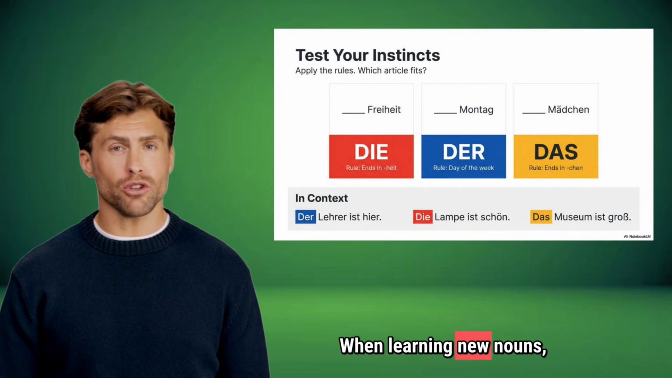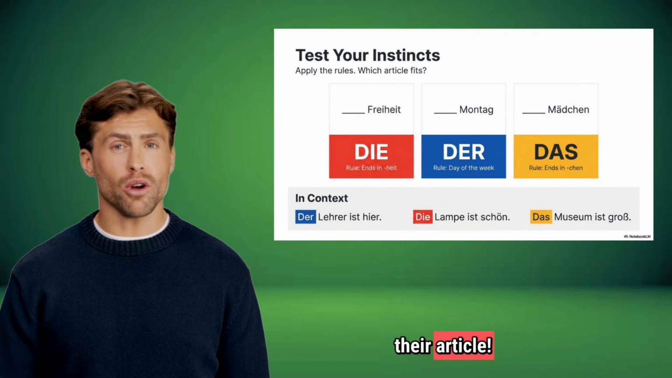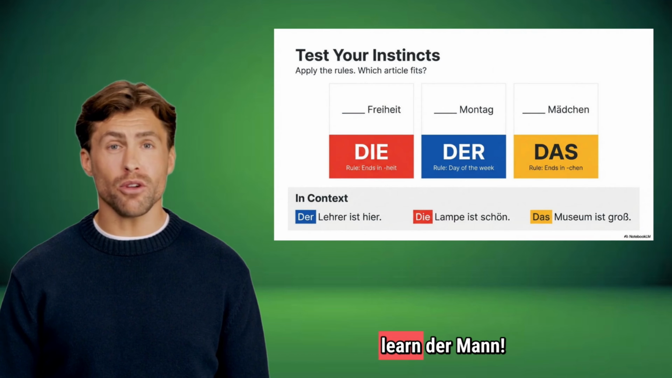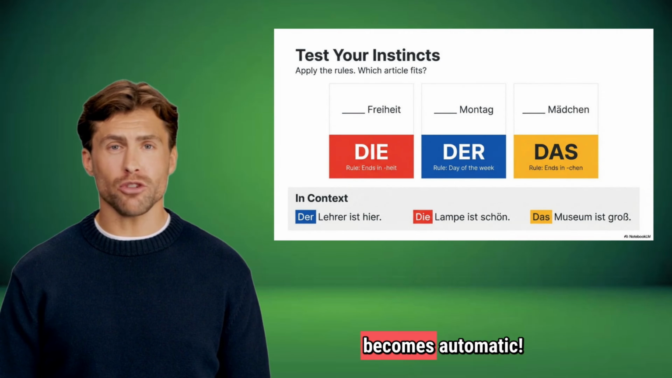Pro tip: when learning new nouns, always learn them with their article. Don't just learn Mann, learn der Mann. This way the gender becomes automatic.